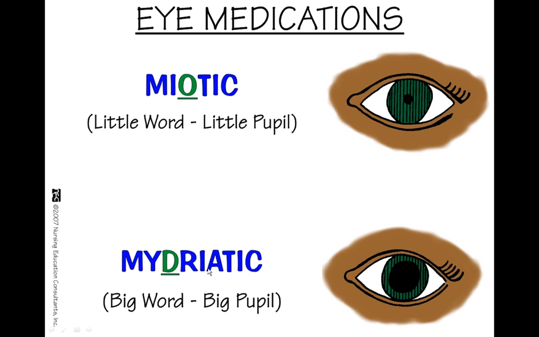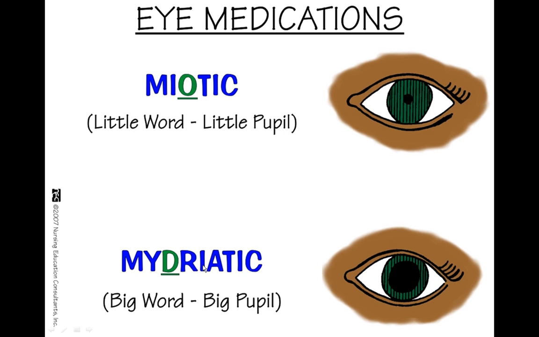Mydriatic eye drops are used more often to dilate the eyes for an eye exam or for an eye surgery when we need to get to the back of the eye, like maybe to the lens or to the retina to do our surgery. We'll give mydriatic drops the morning of the surgery or immediately prior to the surgery to open up the pupil so that the doctor can get into the back of the eye for the work that needs to be done.